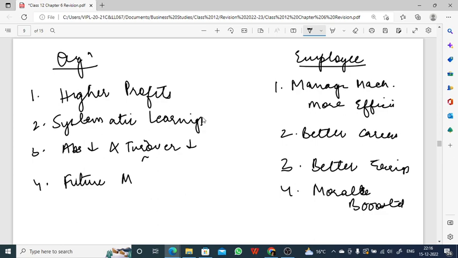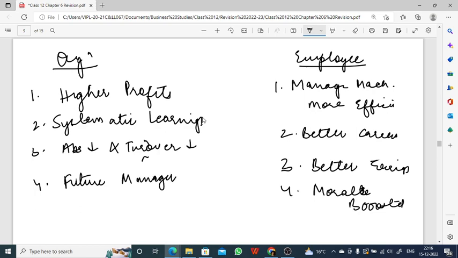Plus, you'll be able to find future managers if you are able to train them. Tomorrow, if X person leaves, Y person, who is the subordinate right now, will be able to take the job. Y might be the subordinate, but he'll be able to take up the job of X if the training is happening. Future managers.